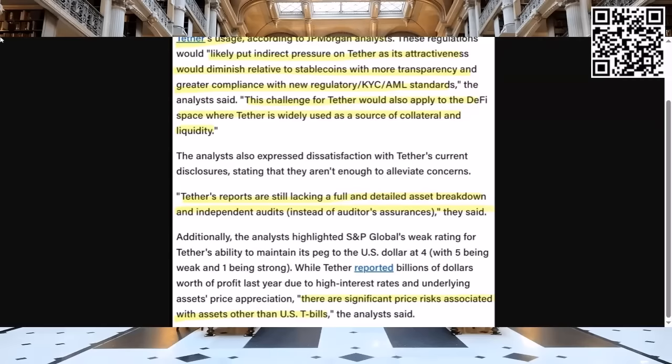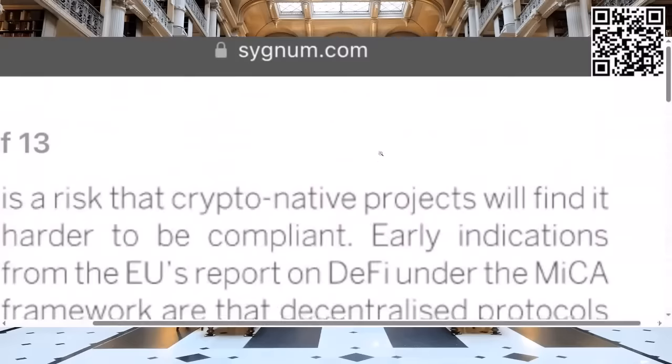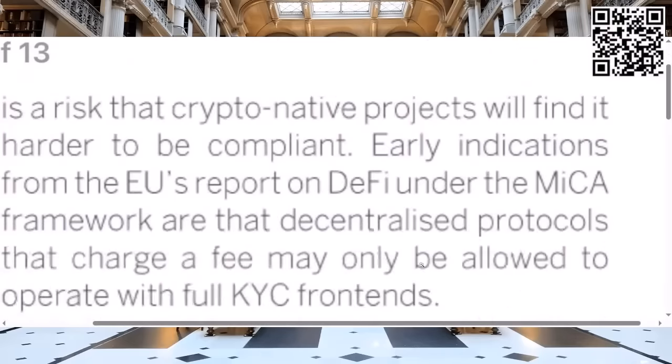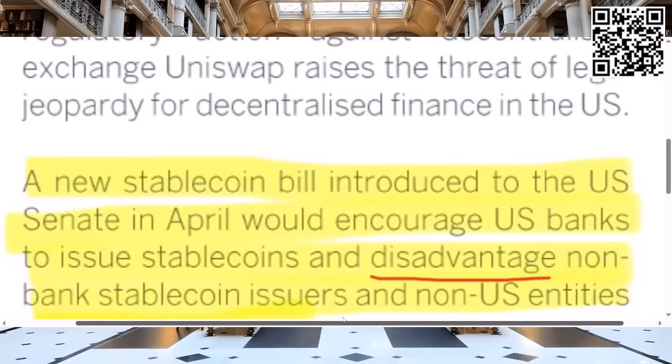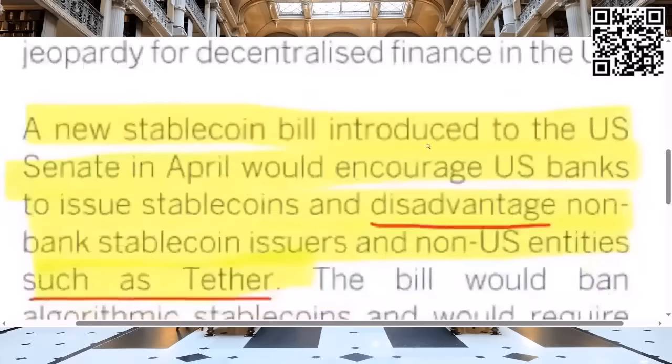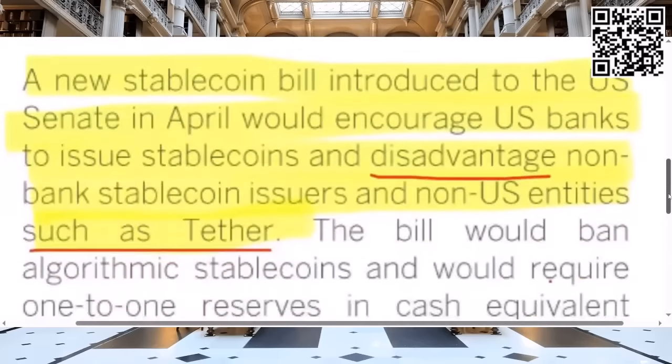Wow. Getting further into this and why it matters to you, jumping back to Smoke. Let's pull this up as well on the other page, from the citation of signum.com. Verify it for yourself if you choose to do so. We see here a new stablecoin bill introduced to the United States Senate back in April would encourage U.S. banks to issue stablecoins and disadvantage non-bank stablecoin issuers and non-U.S. entities such as Tether. Who keeps going after this and doesn't want any of it? Elizabeth Warren. We'll leave it at that.